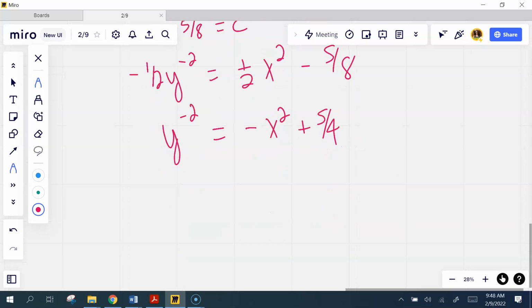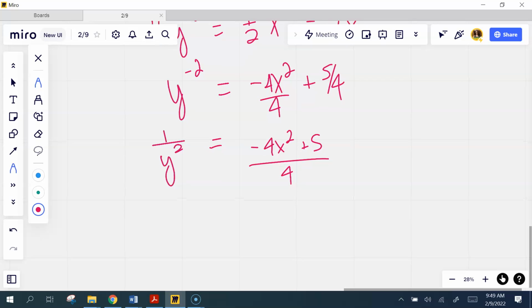I made this into a fraction over here because technically this is a fraction, right? This is a very, very handy skill to have in your box of arsenal. That's what I'm trying to say. I'm going to make this like that so that this is negative 4x squared plus 5 over 4. So they have common denominators because now I'm just going to flip them over so that my exponent's positive. So I'm going to make this y squared equals 4 over negative 4x squared plus 5.